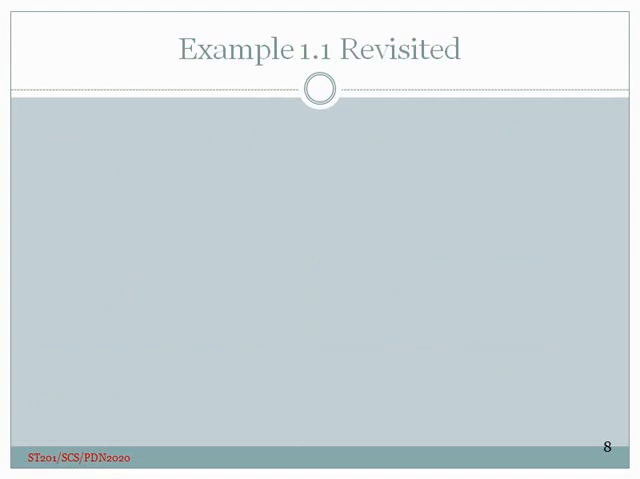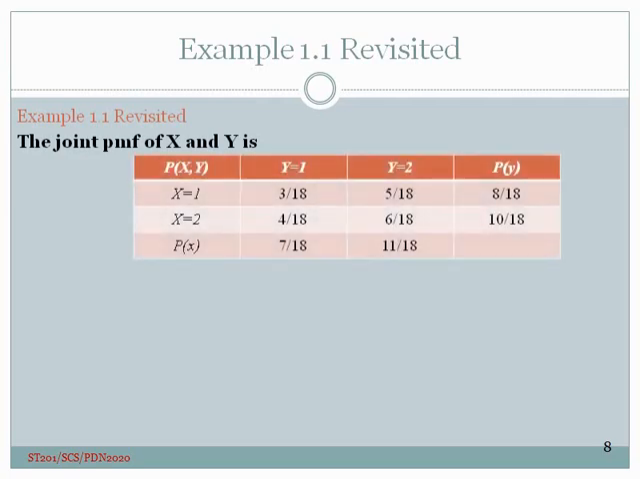Let's check this condition for the discrete case. Recall example 1.1. Here is the joint PMF and the marginal PMFs. We have already calculated the marginal PMFs in section 1.4. Are x and y independent in this situation? For the discrete case, we have to check the condition, that is, the product of the marginal PMFs is the same as the joint PMF for all possible pairs of x and y.